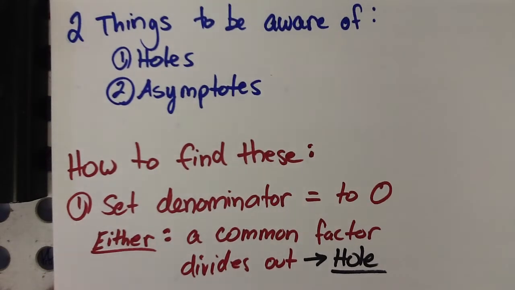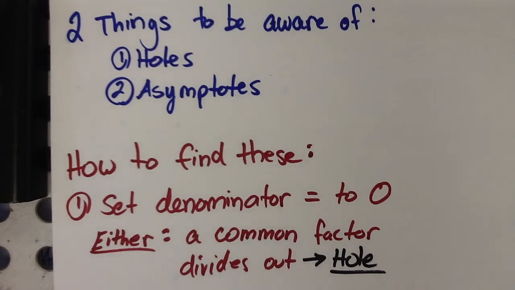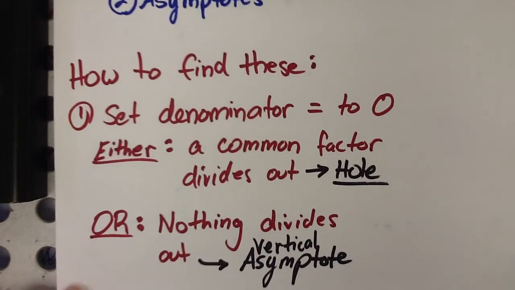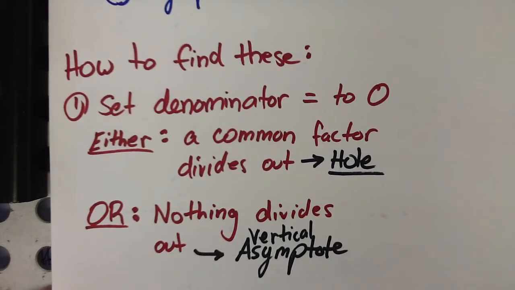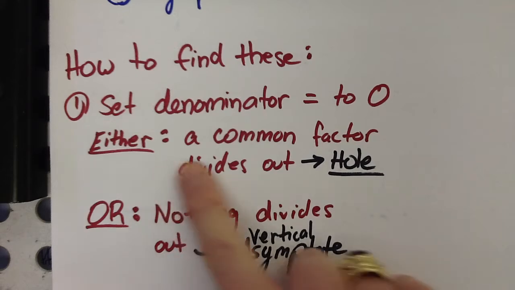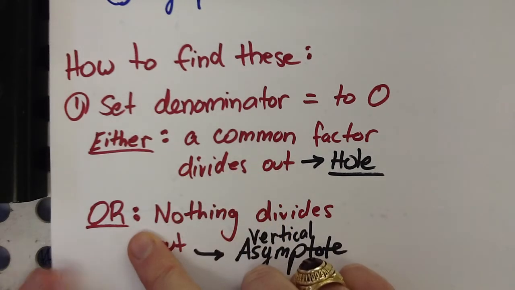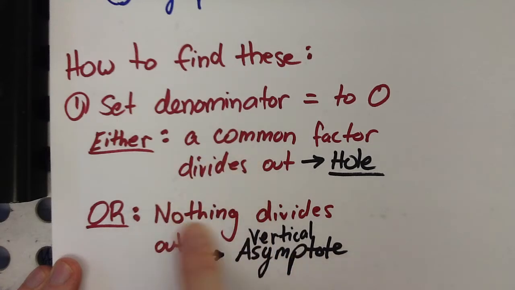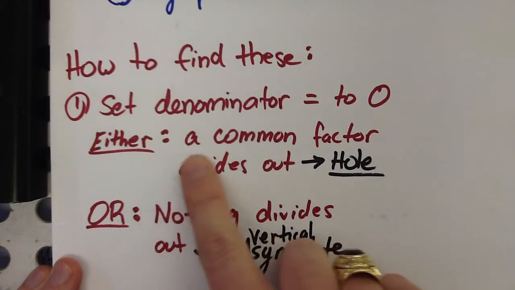All right, two things to be aware of here. We got holes and asymptotes. So that's two things I just went over on the graph. The way you find these, you want to take whatever equation you have. What I would do is just pause it right now, write these down, but take whatever equation you have, set the denominator equal to 0, and you can do one of two things. Actually, you do both of these. You'll have either one of these situations or both happen.